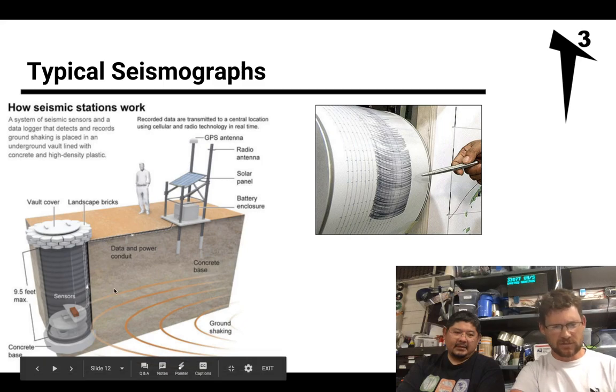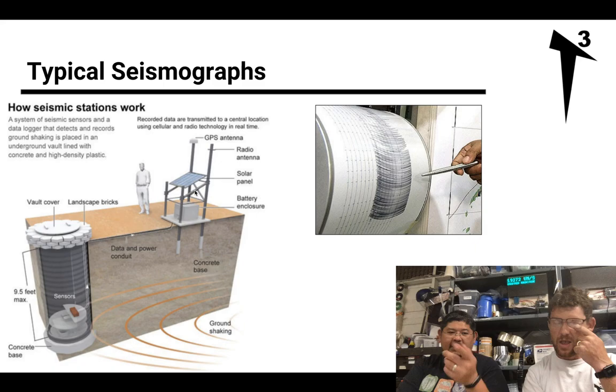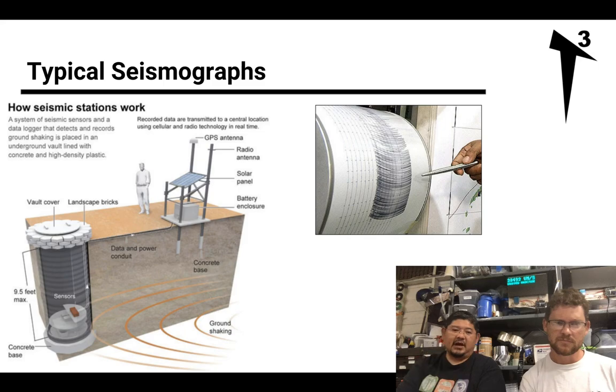What are these seismographs? Boy, what's involved here? It looks like there's a GPS antenna so that you can get real-time data sent out. Yeah, basically a top-of-the-line station would cost anywhere from $80,000 to $100,000.